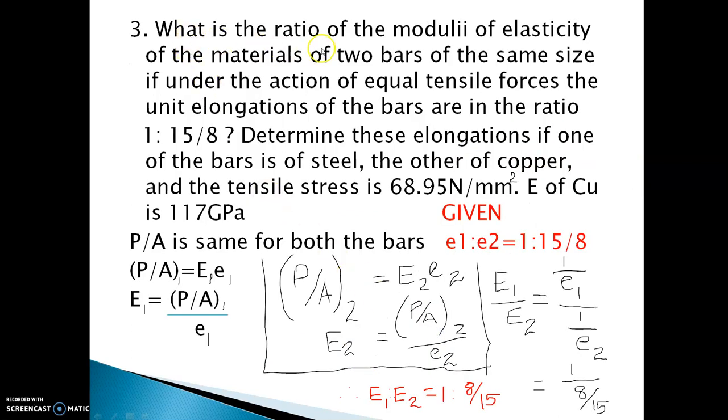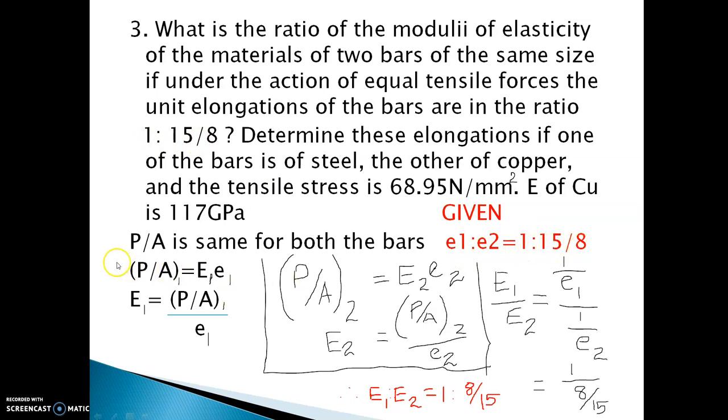Now next question is: what is the ratio of the moduli of elasticity of the materials of two bars of the same size if under the action of equal tensile forces the unit elongations of the bars are in the ratio 1:15 by 8? What is the meaning of unit elongation? Unit elongation is actually the strain, or elongation per unit length. It is the ratio of the strains. If we are taking the first material as 1 and second material as 2, small e1 is to e2 is given as 1:15 by 8.